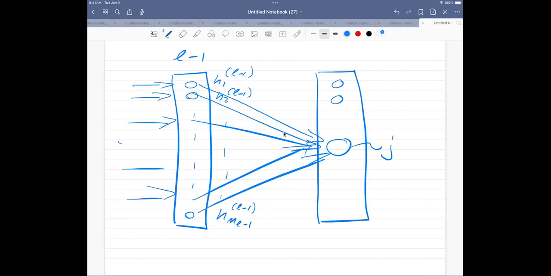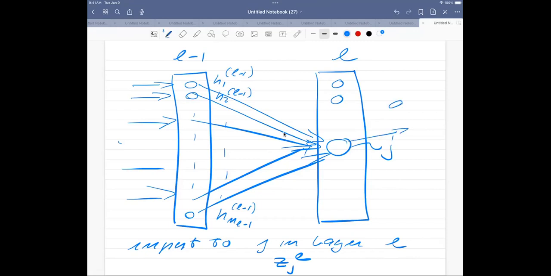And the input now is going to be labeled in the following way. So this is layer L. So the input to this J in layer L is something which I'm going to label as Z of J of L. Now this node is going to produce an output, and I'm going to label this output as A of J of L. So this is the output from node J of layer L.